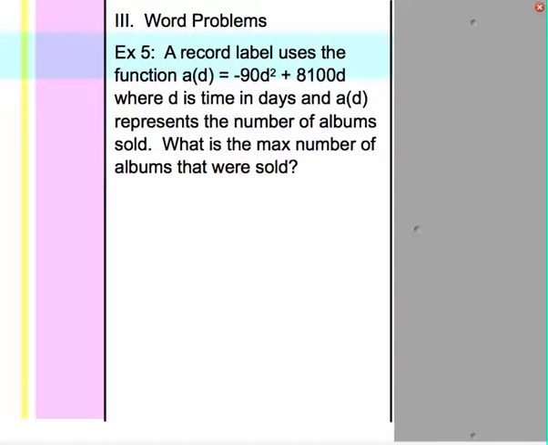So our last example is taking a look at a word problem, and it's not as bad as you think. So we're starting with this function that represents time in days, so that's our D variable, is time in days, and A of D represents the number of albums sold that day. What's the maximum number of albums that were sold in a single day? Sorry, I should have been more specific.